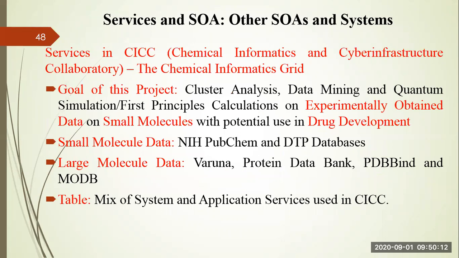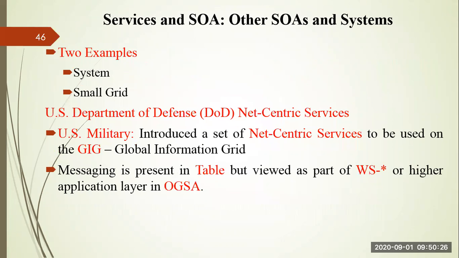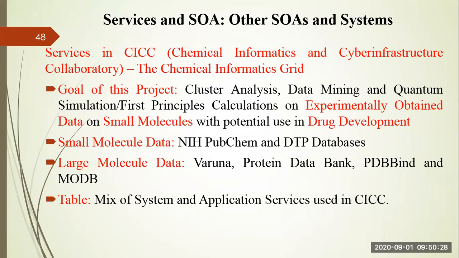Another example, you can see, is the services in CICC. CICC stands for Chemical Informatics and Cyber Infrastructure Collaboratory. It is nothing but a chemical information grid, like the previous one is called the global information grid. Each and every service is a particular application.